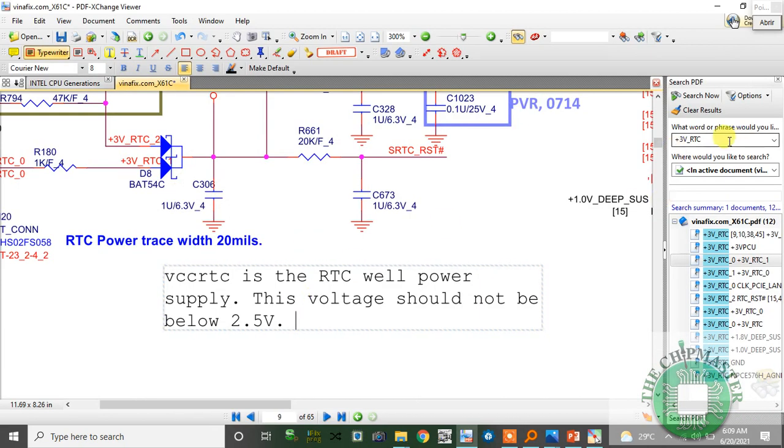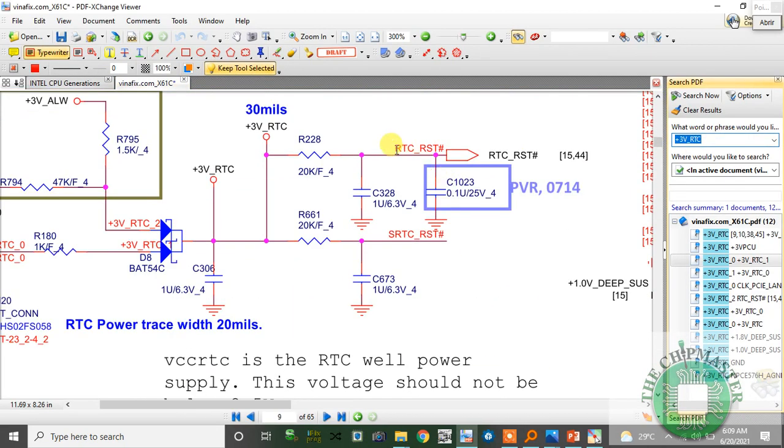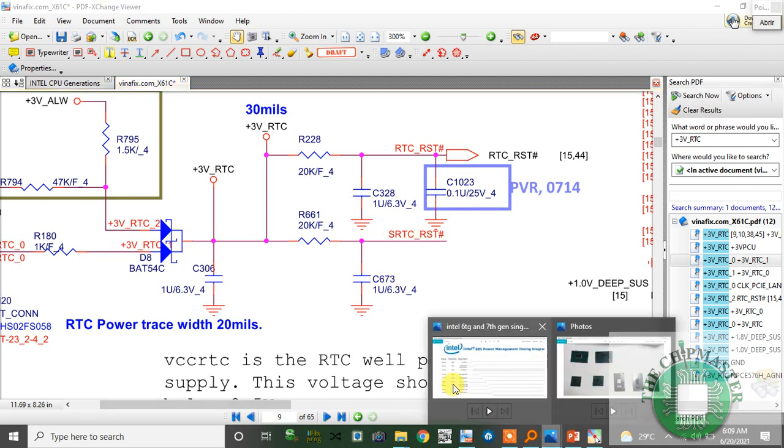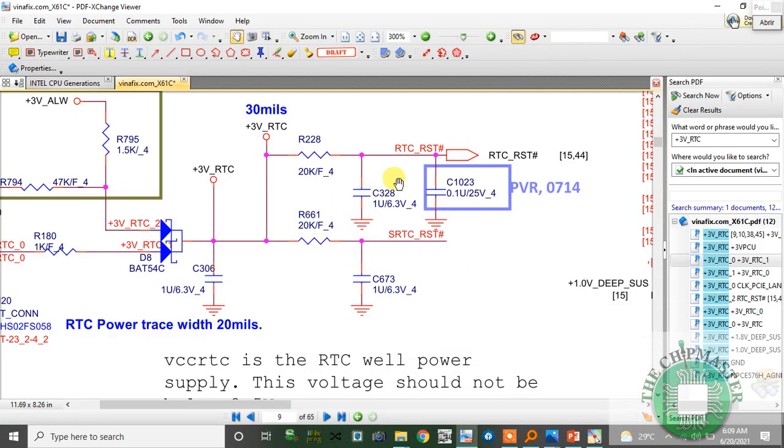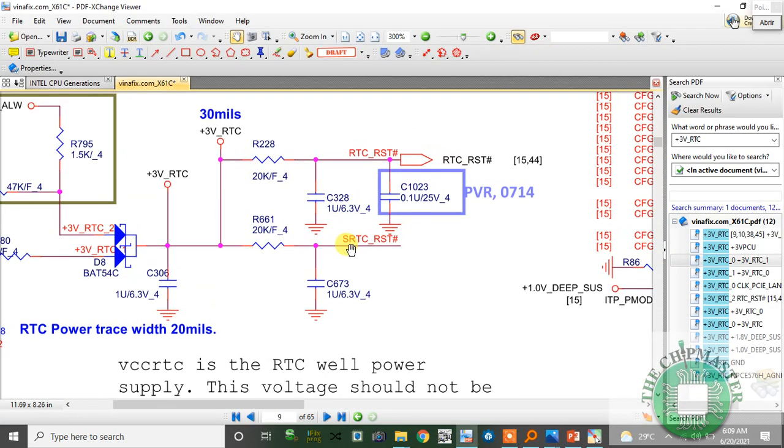So SRTC reset, oh, here it is, RTC reset, right? RTC reset, and we have SRTC reset. So there are two resets. What is this reset for? Because as you can see, based off the timing, we have two resets, RTC reset and SRTC reset. So there are two reset signals. SRTC reset is basically the second type reset signal, and RTC reset is the first reset signal for the RTC section.